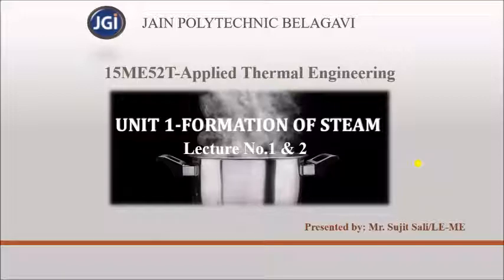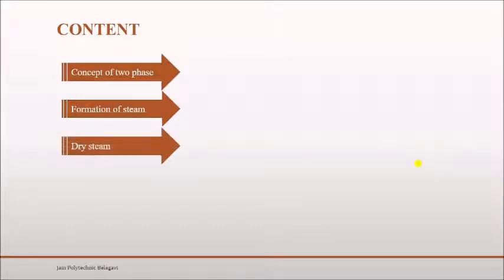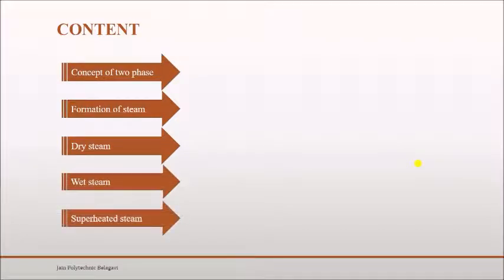In this video we'll discuss the formation of steam, which is the first unit from the subject Applied Thermal Engineering. Here we'll be covering the two-phase system. What do we mean by the concept of a two-phase system? Then we'll highlight how steam is actually formed. We'll also cover the different types of steam: wet steam, dry steam, and superheated steam. So first, let's go through the concept of the two-phase system.